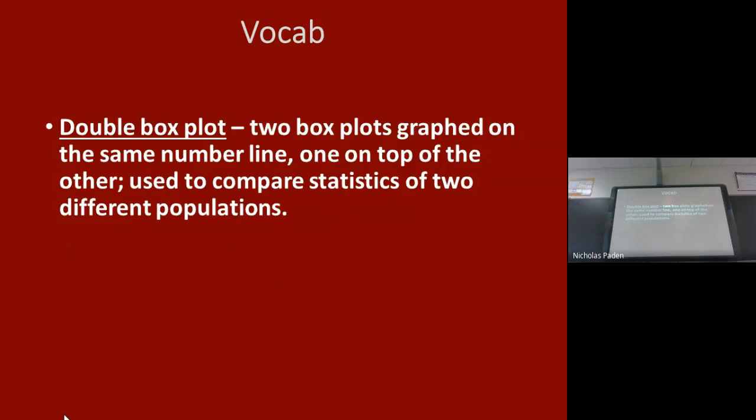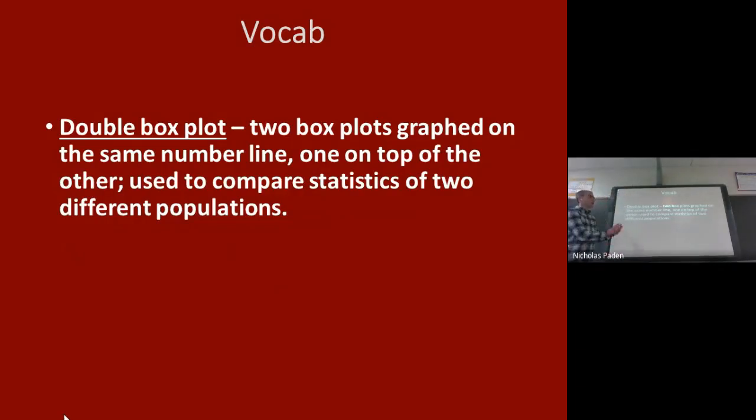The first way is called a double box plot. A double box plot is two box plots graphed on the same number line, one on top of each other. And so once you get this down, the best thing that I would suggest is look at page 2 of this notes paper, and you'll see what a double box plot is. It's just two box plots stacked on top of each other using the same number line. So that's what that is.